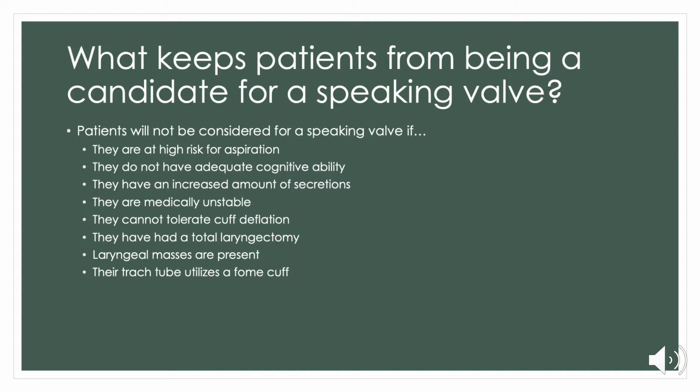A patient cannot receive a speaking valve if they are at high risk for aspiration, have a decreased cognitive ability, an increased amount of secretions, use a foam cuff, or are medically unstable, along with a handful of other factors. Aspiration risk is often increased in relation to the increase in the amount of secretions. If the patient is aspirating from a large amount of secretions, they may require the trach and the speaking valve to be removed and the excess secretions to be suctioned out. If the patient does not have a cognitive ability to use a speaking valve, it will likely be difficult or impossible for them to learn how to use it safely and effectively.